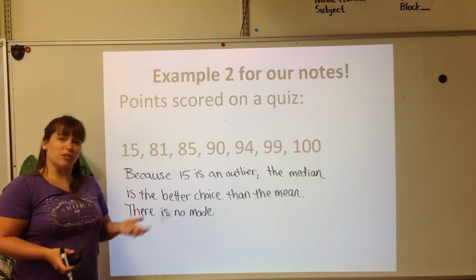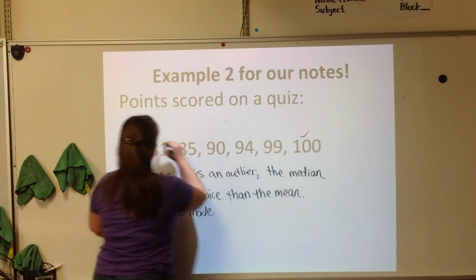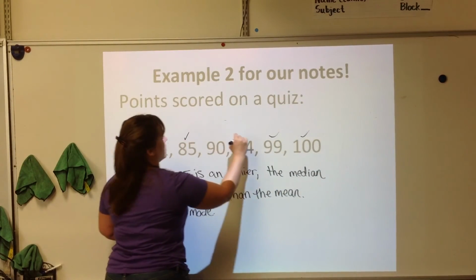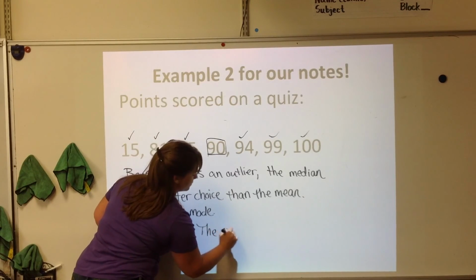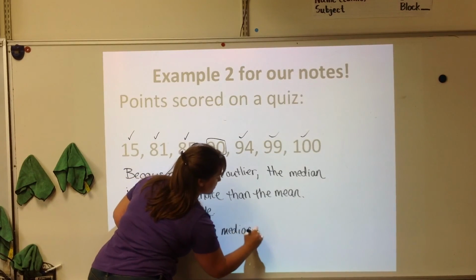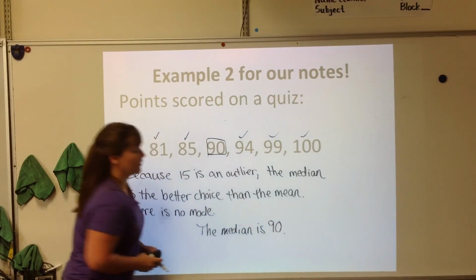And then we would just simply find the median. Here's one pair, second pair, and we have our 90 in the middle. So the median is the best choice to represent, and the median is 90.